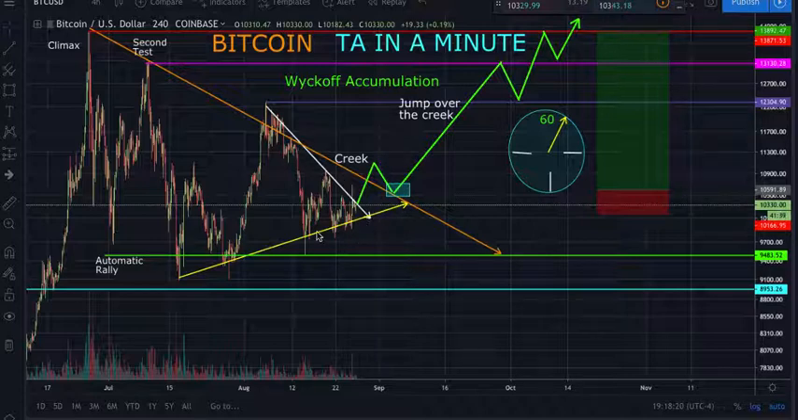But it is possible that what will happen next is we'll break out of the smaller triangle here through the resistance and find support on top of it. We did break up above it with a massive wick yesterday, but then we found no support. We broke immediately back down into it. So it's possible we do actually break out of it and then come up, test the top of the triangle range, break through it, and come back and retest that line as support that was resistance.